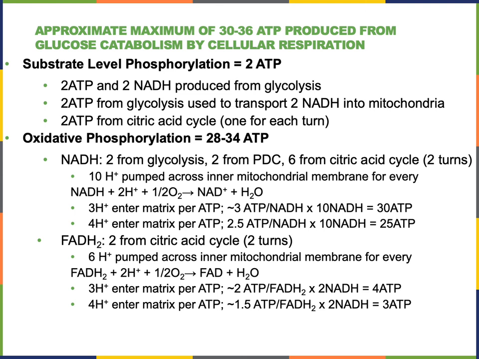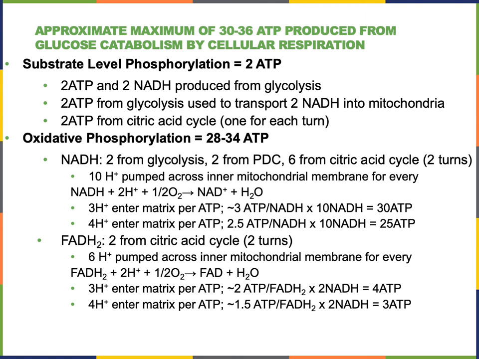This is because the oxidation of NADH by the electron transport chain can pump 10 hydrogen ions across the inner mitochondrial membrane, and it will require 3 hydrogen ions to pass into the matrix for every ATP synthesized. Then if that ATP is going to be used outside of the mitochondria, another hydrogen ion will enter the matrix to transport that ATP out. For every FADH2, 6 hydrogen ions will be pumped across the inner mitochondrial membrane. And so those 6 hydrogen ions could be used to generate 2 ATPs that are used inside of the mitochondria, or 1.5 if the ATP is transported out of the mitochondria.